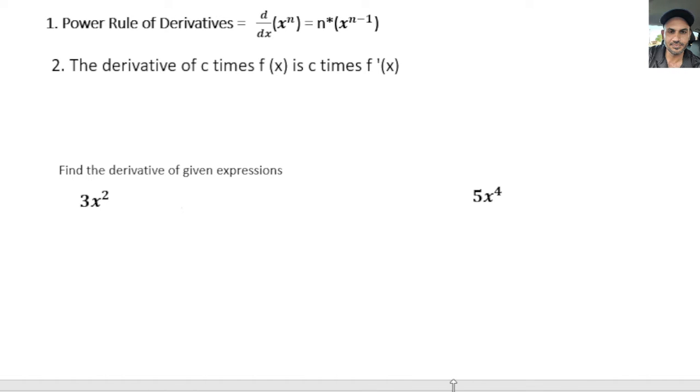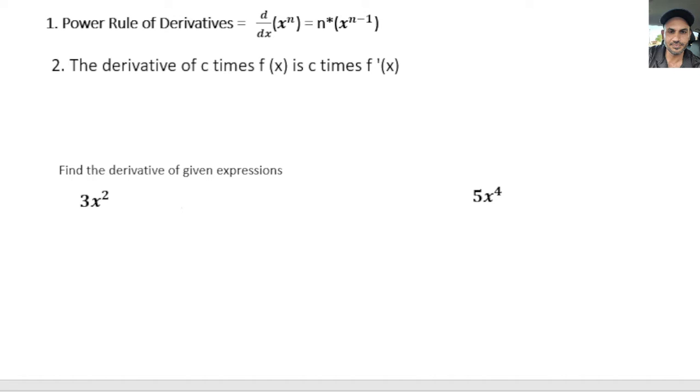Hello, welcome everyone. In this video, I'm going to cover a couple of rules about derivatives. One of them is called the power rule of derivative. The other one is called the derivative of a constant times a function. How to take the derivative of that particular scenario.